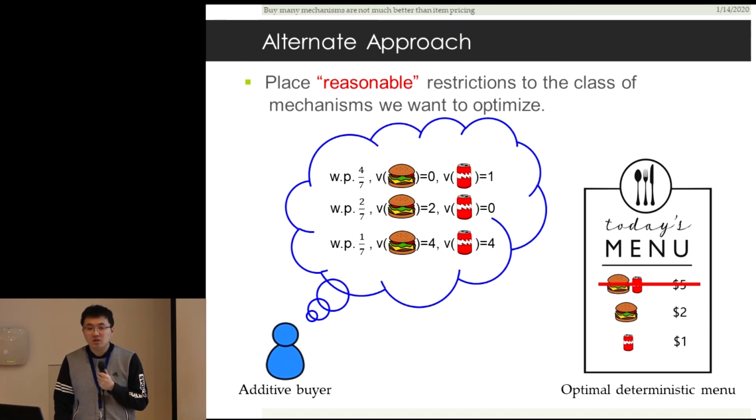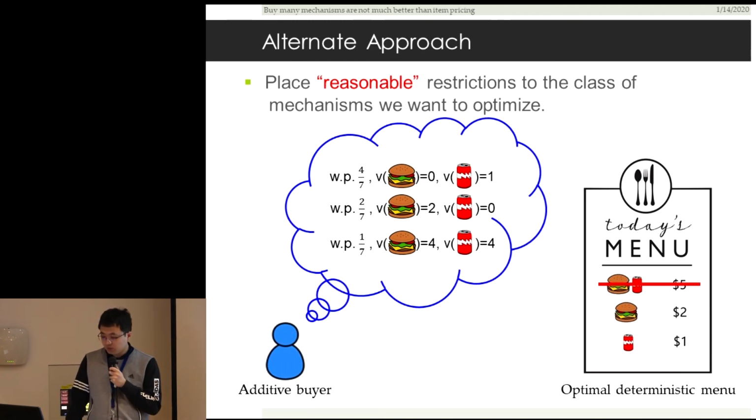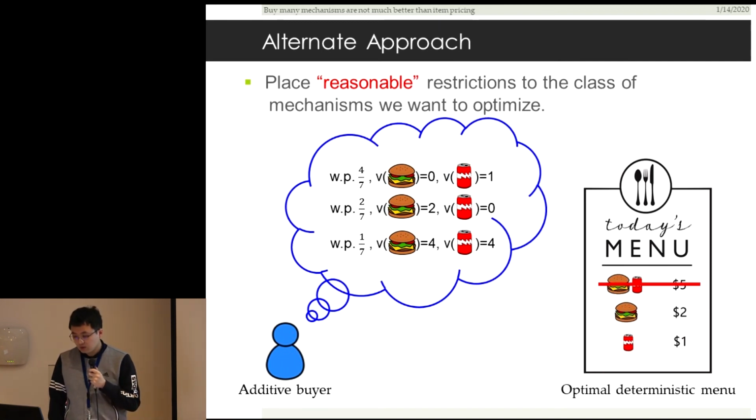Suppose, again, we want to sell a sandwich and a drink to an additive buyer. With probability 4/7, the buyer has value 0 for a sandwich and 1 for a drink. With probability 2/7, the buyer has value 2 for a sandwich and 0 for a drink. And with probability 1/7, the buyer has value 4 for both items. We can compute the optimal deterministic mechanism for this setting. We may observe that this menu is a bit weird.